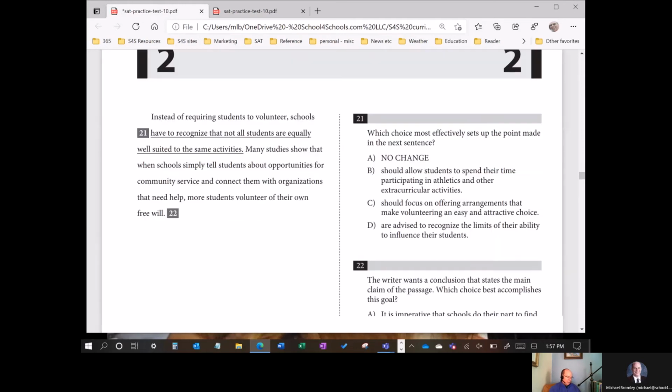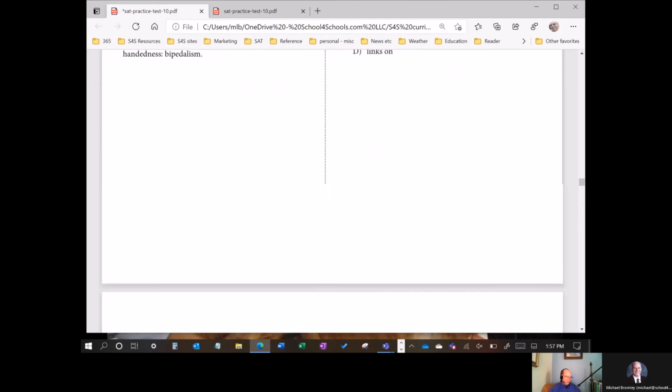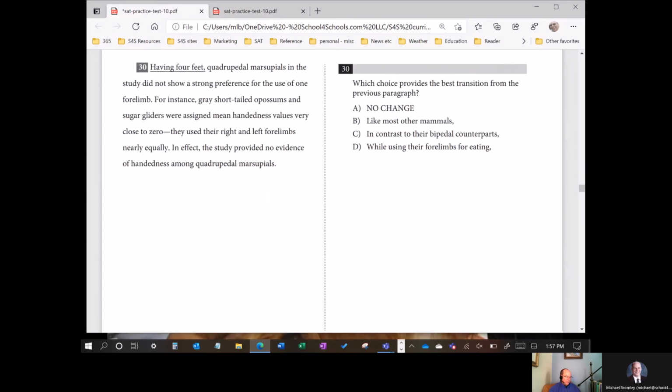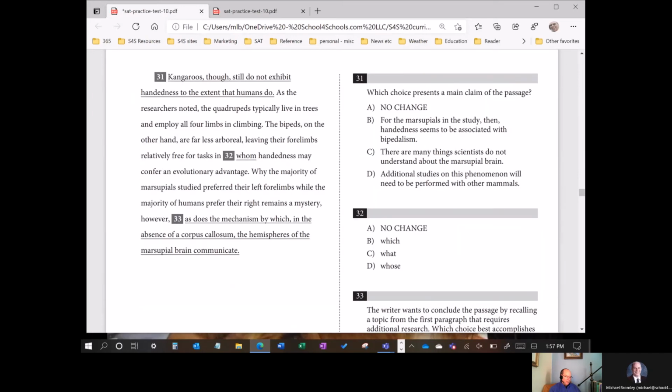So we have another passage we're dealing with, which is marsupials lend a hand to science. And you got the dog barking there. Oh no, yes, this is on, okay.